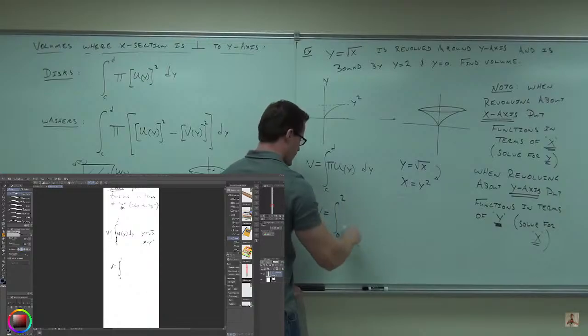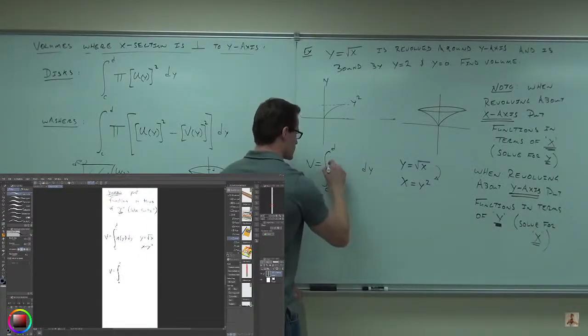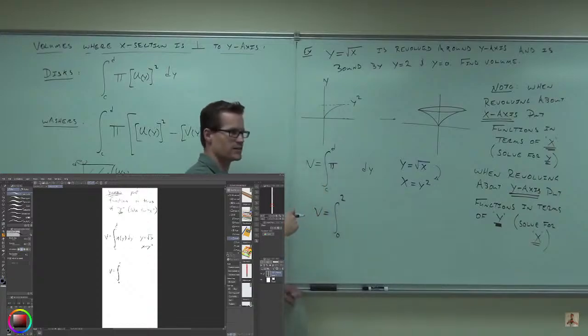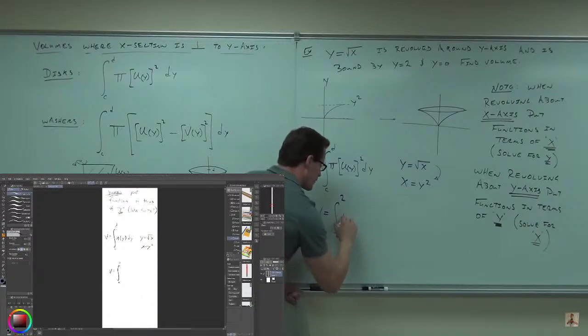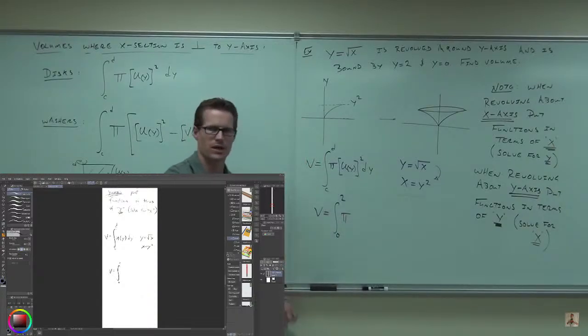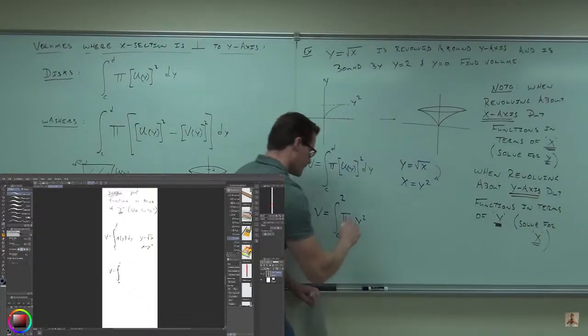Oh, I forgot a couple key parts. Of course, we want to fill that out, right? We do mean this. We have to have a pi. What else are we going to have in there? What do I put in for my function? What's my function? And then what? Squared.